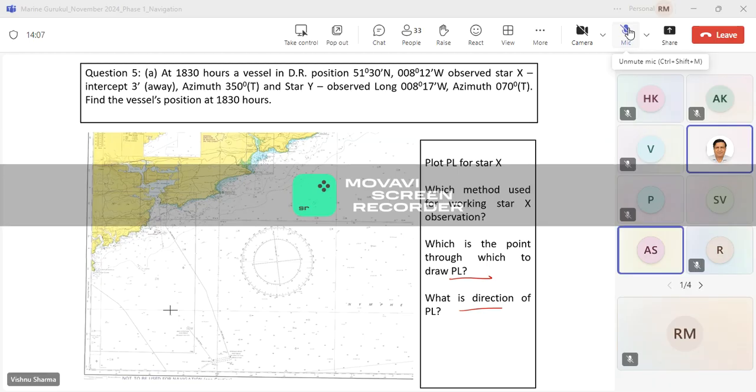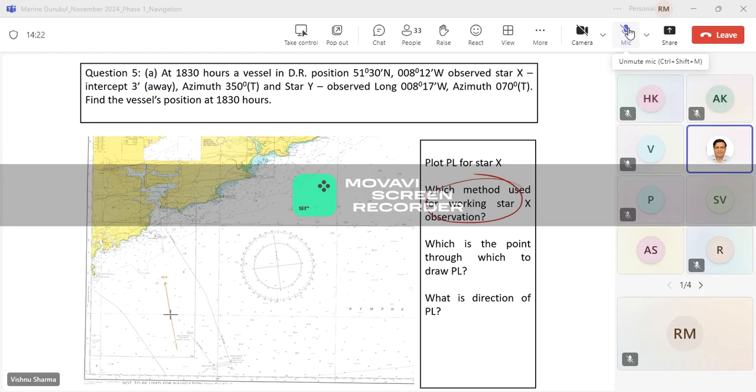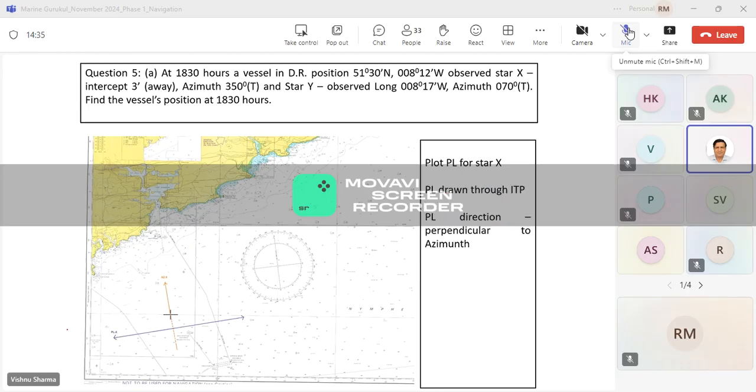Now, intercept: the azimuth for star X is 350 degrees true, and intercept is away. So, guys, this is the DR on the screen. You can see this is 350 degrees azimuth. Intercept is away from the body. We'll measure 3 miles from the latitude scale and we'll get the ITP, and perpendicular to the azimuth, we'll draw the PL for X.